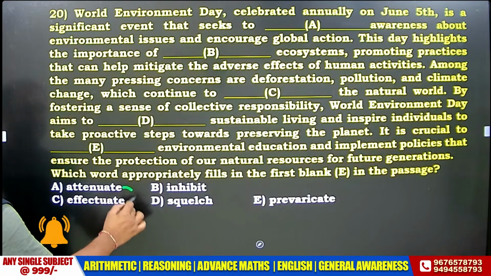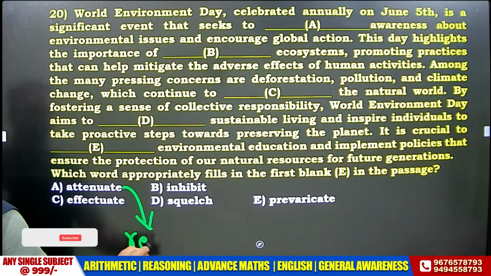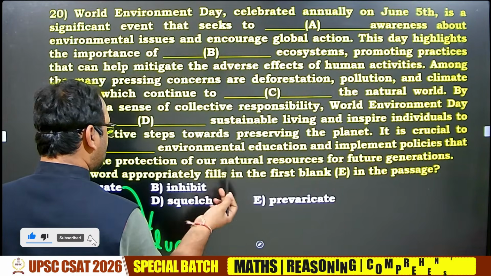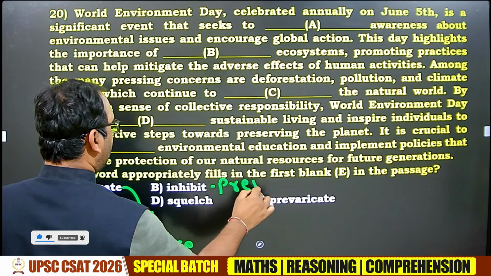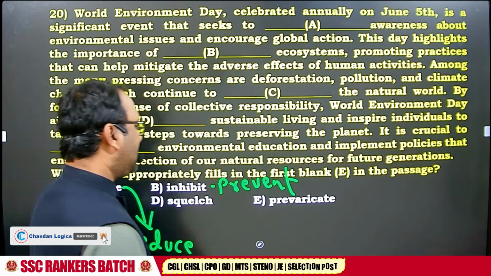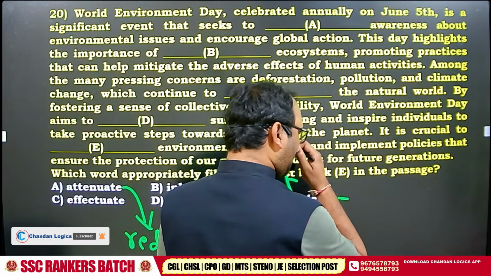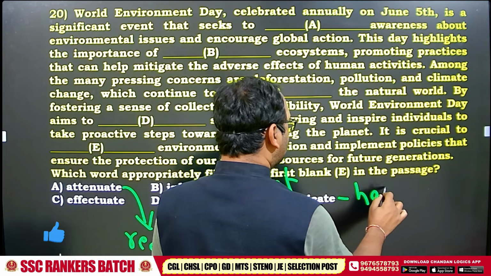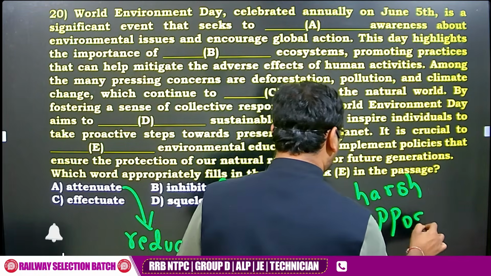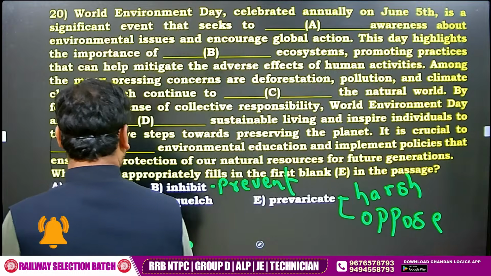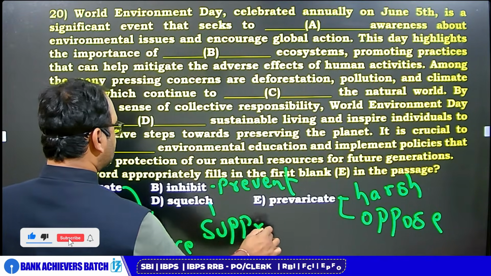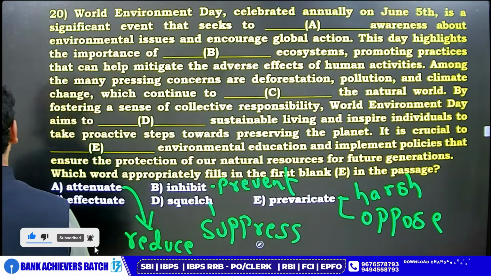Attenuate means reduce, decrease. And inhibit also means stop doing something, prevent. And prevaricate is a very harsh word. Prevaricate means oppose, like you don't like something, oppose. And then squelch. Squelch means suppress, depress, hinder.